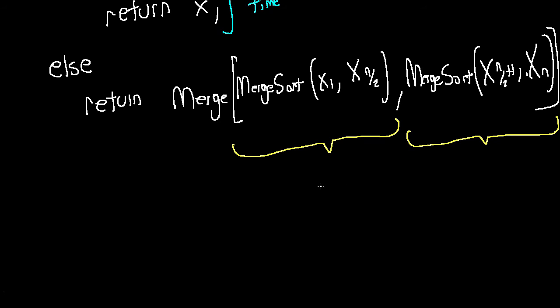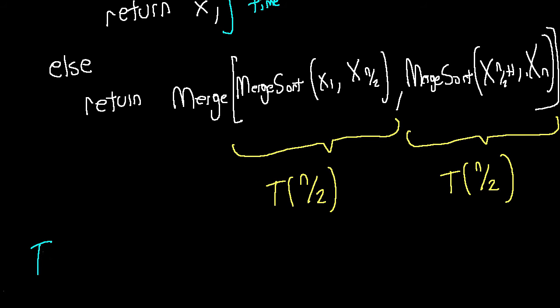Well, these are going to be running in T n over 2, T n over 2. No, what is that? Well, the whole MergeSort, this whole thing is going to be running in T n time, right? The time is going to depend on the input. Simple. Whatever that function is, it's going to depend on the input.